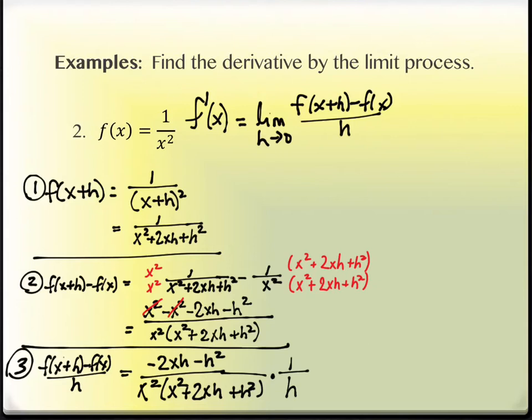Because what you see is those h's that are present in the numerator, like I mentioned a moment ago, have the ability to cancel with the h that's now in that denominator for the reciprocal. So this h in the denominator will cancel with one of each of these h's in the numerator. So what does it leave me with right now? Let's see. I have negative 2x from right here. And I have minus h from right there. And then I have x squared times x squared plus 2xh plus h squared.